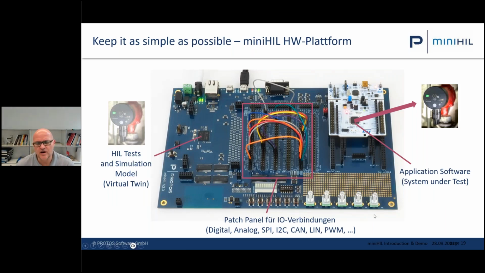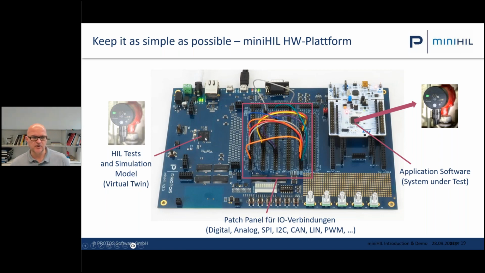How do we do this on a hardware level? On a hardware level, we have our mini hill board. Here you have your microcontroller. That's your microcontroller of your application. In this case, a Cortex M4, an STM32. You put in the evaluation board of your microcontroller. You also can place it next to the mini hill board and use those wires to connect the system under test with your test system. So the pins of this microcontroller are now connected with the test system.